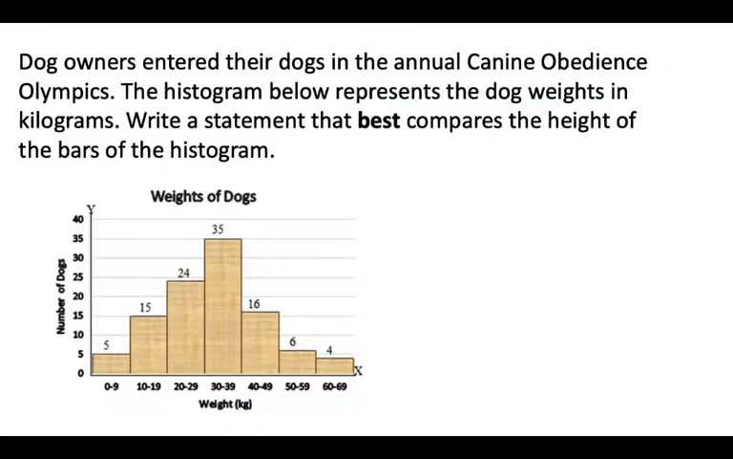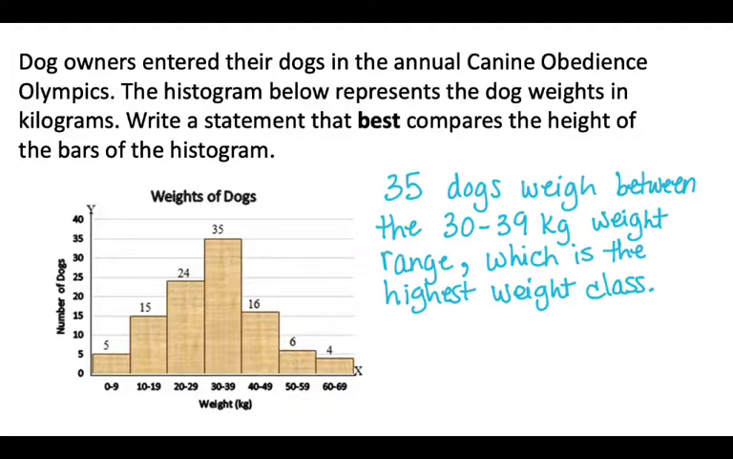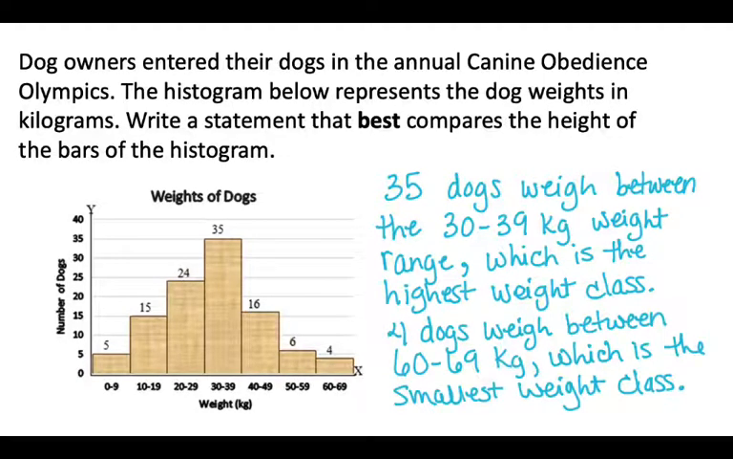All right, number 3. Dog owners enter their dogs in an annual canine obedience Olympics. The histogram below represents the dog weights in kilograms. Write a statement that compares the height of the bars in the histogram. So if you're looking at the height of the bars in the histogram, then that means that we need to identify the highest and then identify the lowest. So looking at that, you can see in the middle where the weight is 30 to 39 kilograms, there's 35 dogs in that category, which is the highest category or the highest weight class. And then the lowest one would be the 4 on the right-hand side. There's only 4 dogs that weigh between 60 and 69 kilograms, and that would be the smallest weight class.